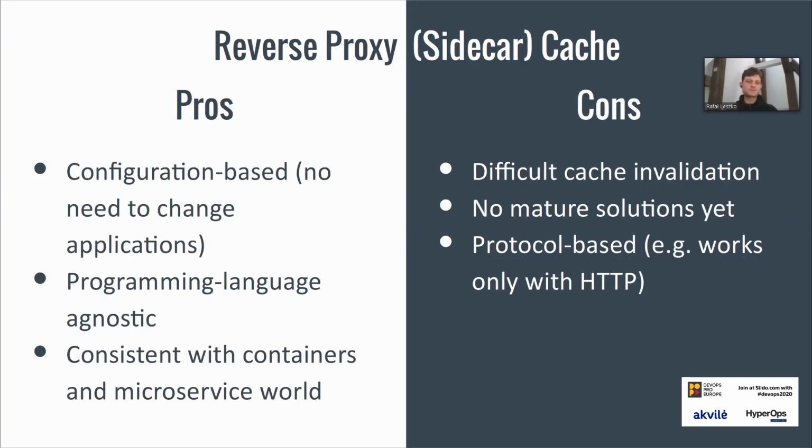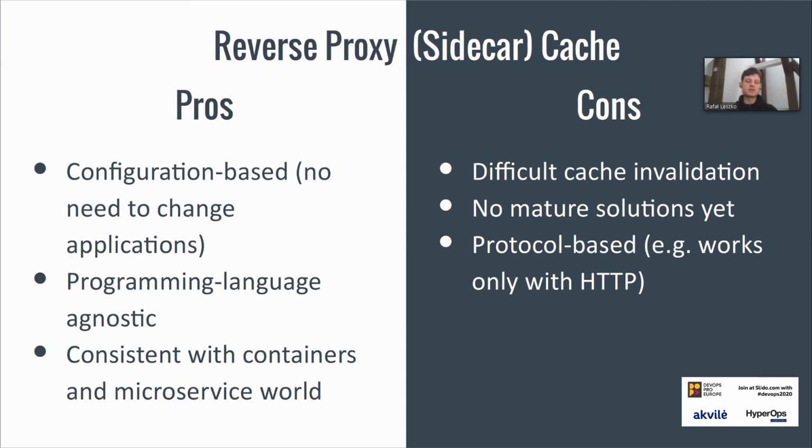Short summary. What are the good things about the reverse proxy approach? The good thing is that it's configuration based. That is why you would use it. You don't change your application code to introduce caching. It's also programming language agnostic. It's everything agnostic. You don't even change application code, so no problem with that. And this approach is very consistent with containers and the microservice world. I actually strongly believe that it will be the way to go soon. As soon as Istio implements it, as soon as it becomes stable, that will be the way we code in the near future.